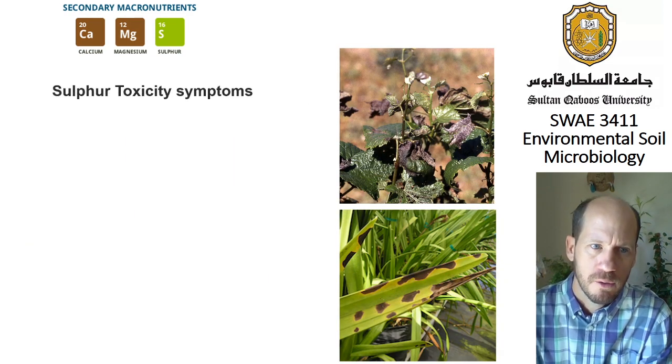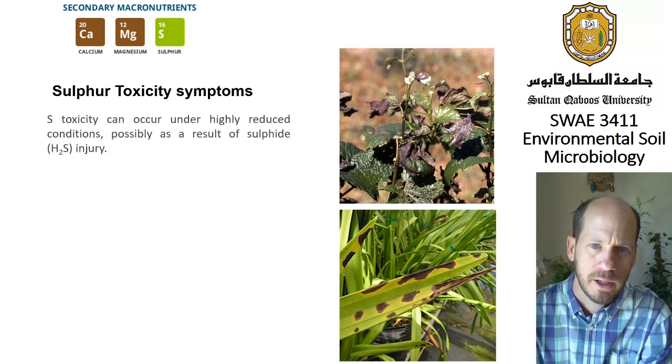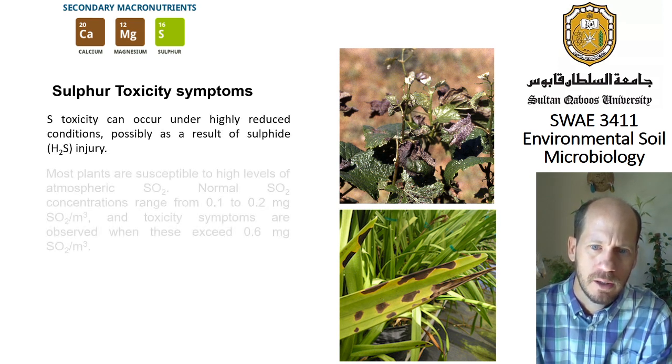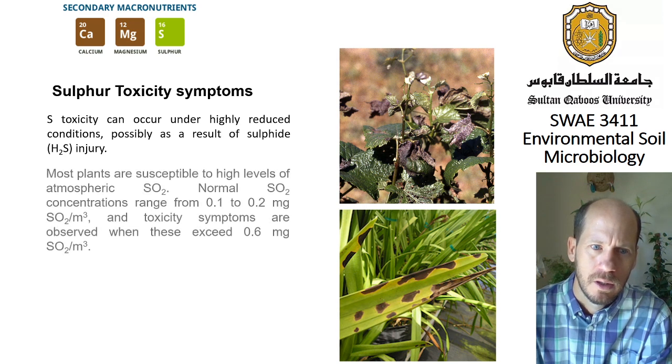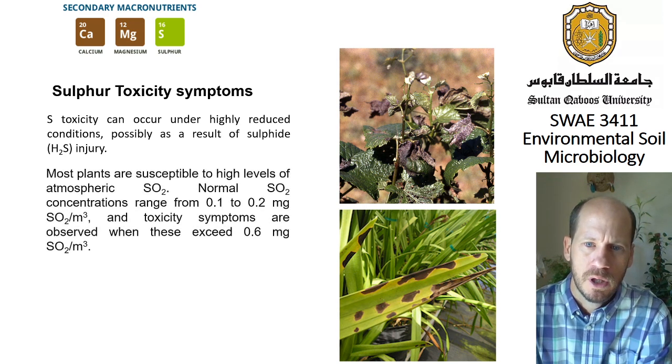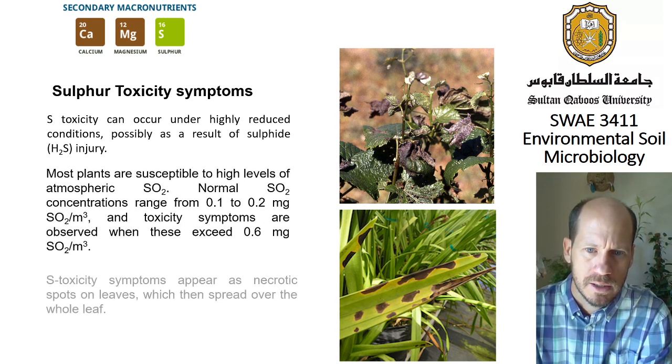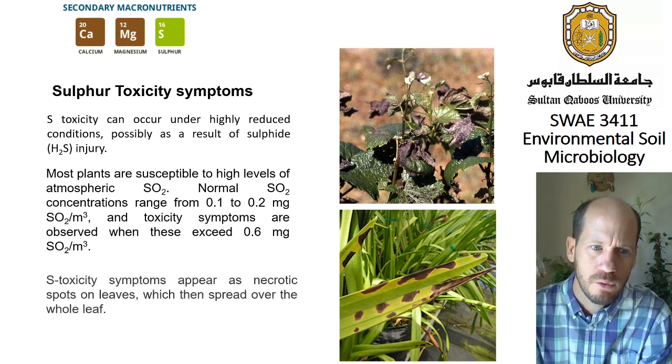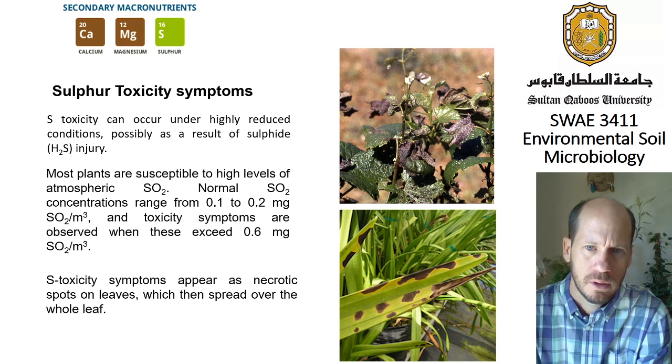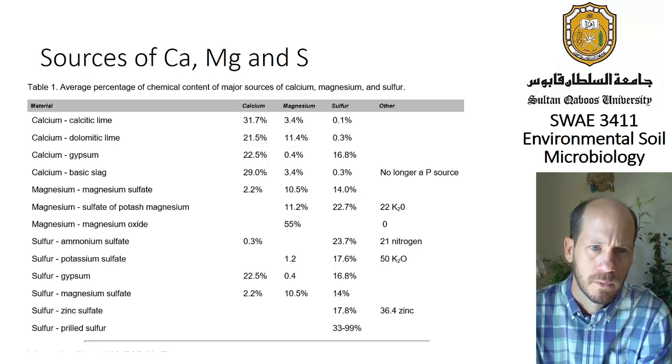You can also have sulfur toxicity symptoms, but this is normally caused by hydrogen sulfide, not by sulfur. And some of the agrochemicals that we use, fungicides, contain elemental sulfur, and if you overuse them, you might cause sulfur toxicity symptoms on the plants, which are mainly burning of the leaves.